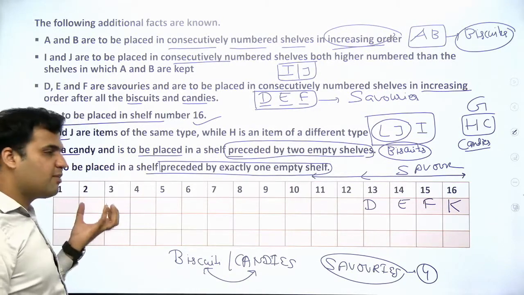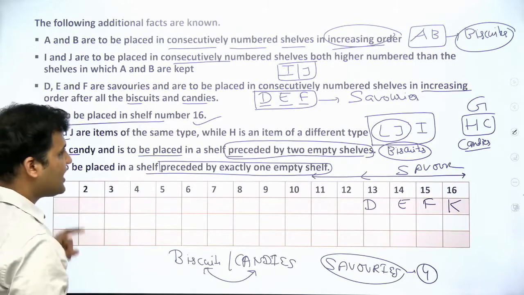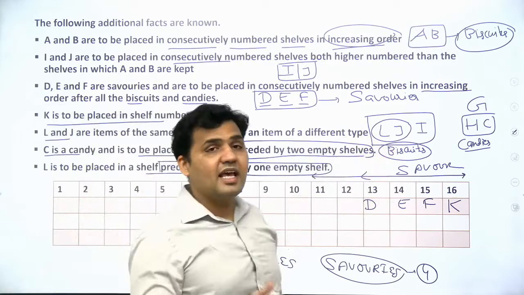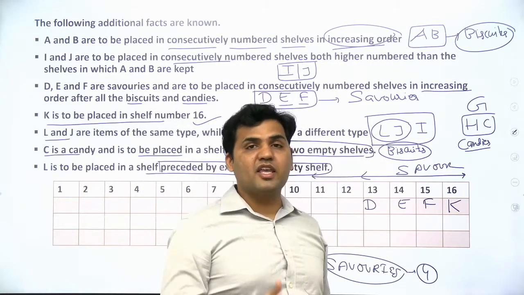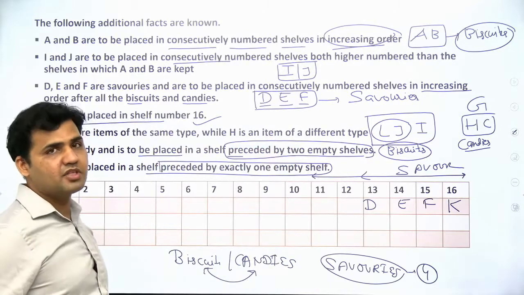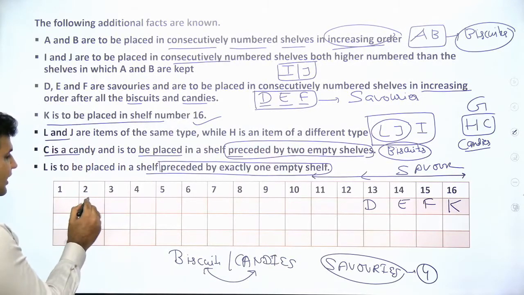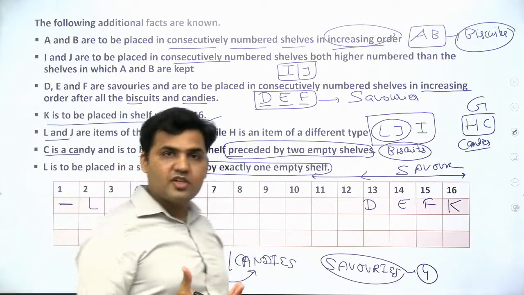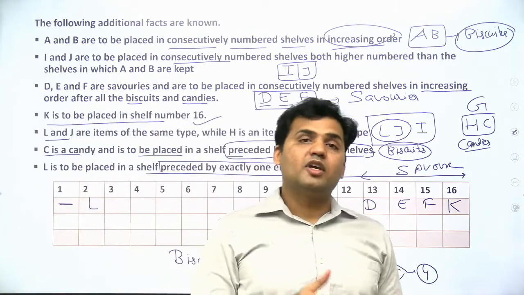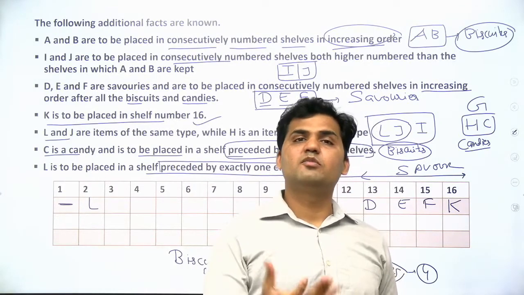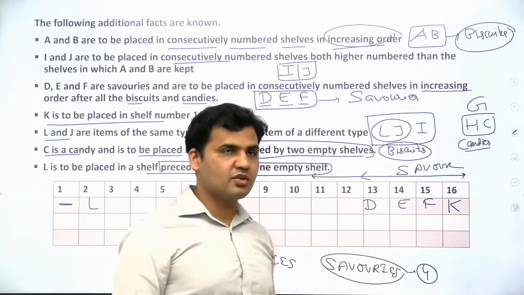Let's say I start placing biscuits first. It says L is a type of biscuit and L has to be preceded by 1 empty shelf, that means the first item among the biscuits to be placed has to be L, and it has to be preceded by 1 empty shelf. All the items of the same type are clustered together. So if there is an empty shelf before a type of item, it has to be the first item of that cluster that needs to be placed on the shelf.